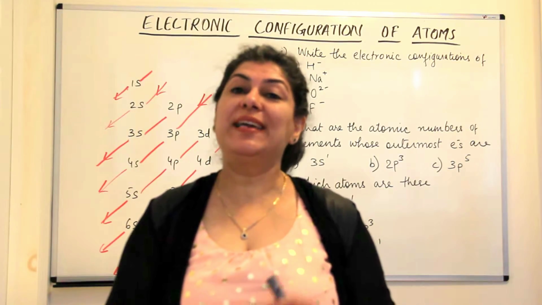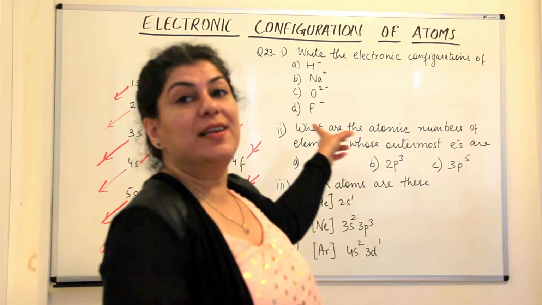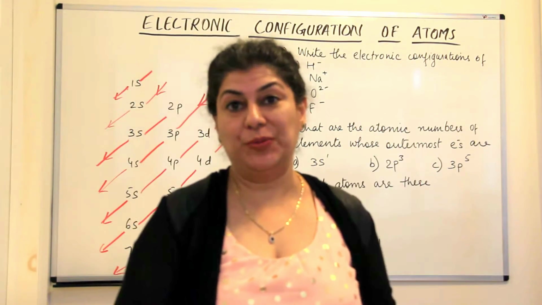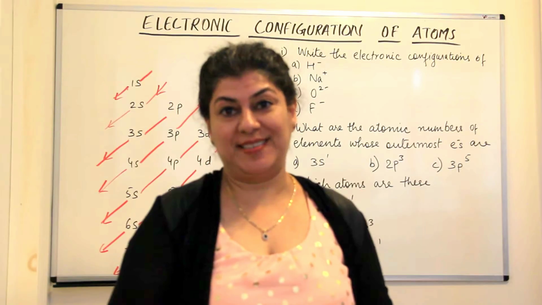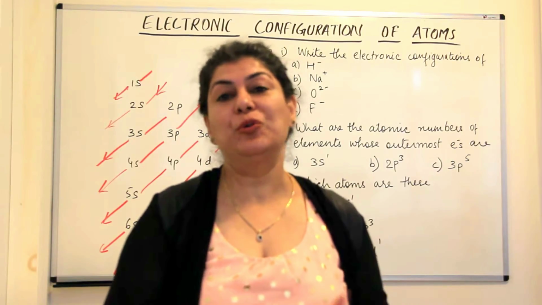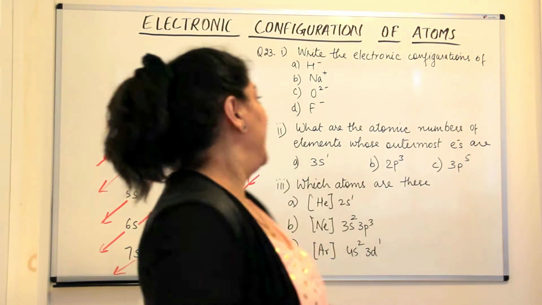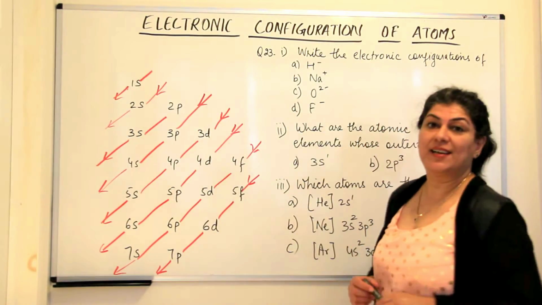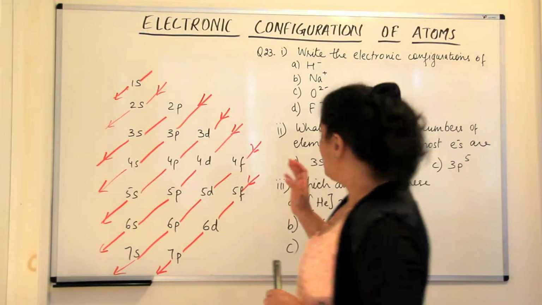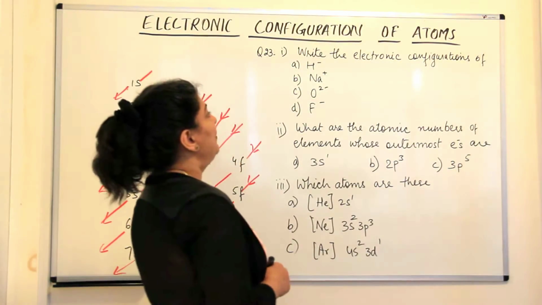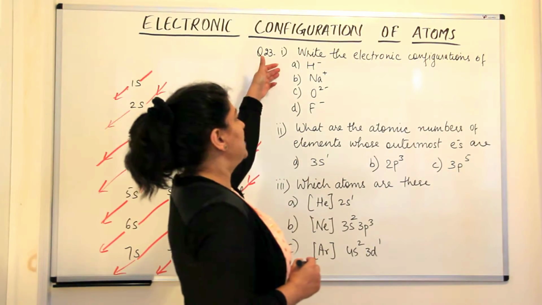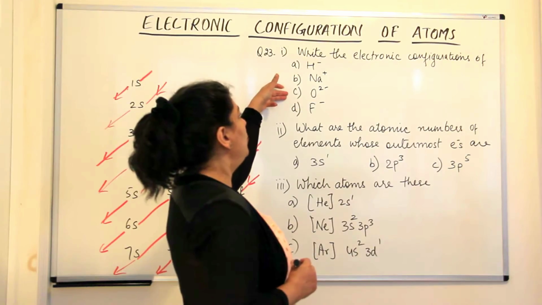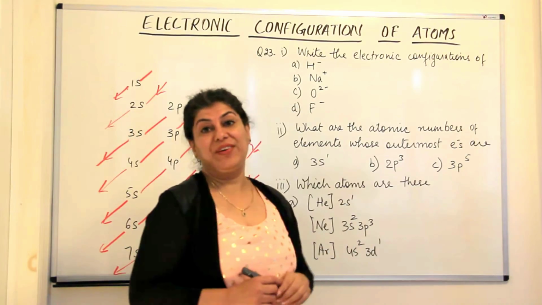In this video, I intend to solve an NCERT exercise question with you, just for a little practice, and then I'd leave you on your own to practice more problems. The question is the 23rd question of the NCERT book exercise, and it reads: write the electronic configurations of H negative, Na positive, O2 negative and F negative.